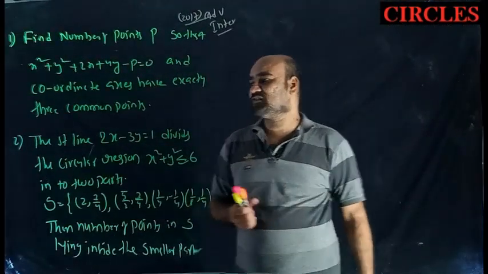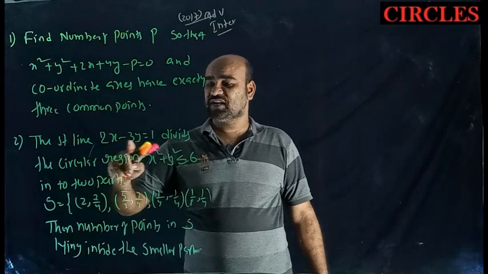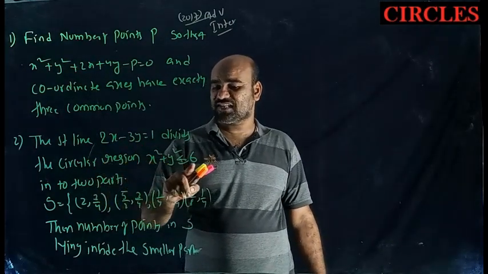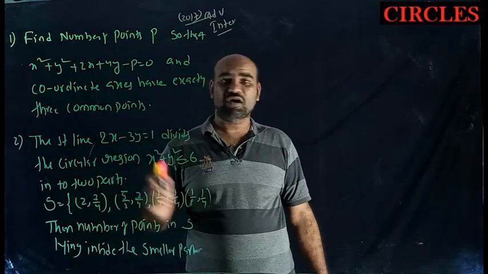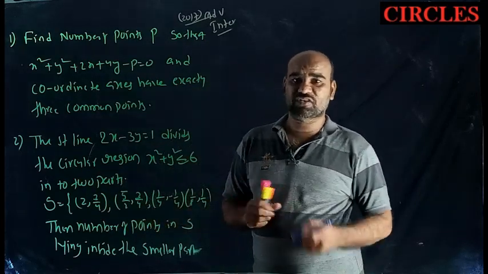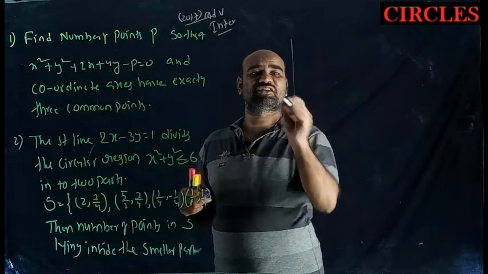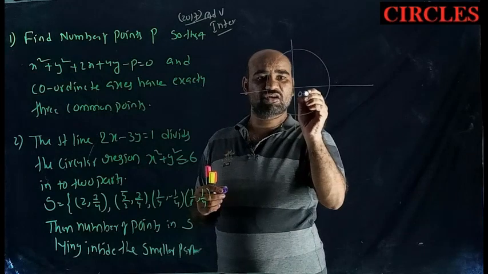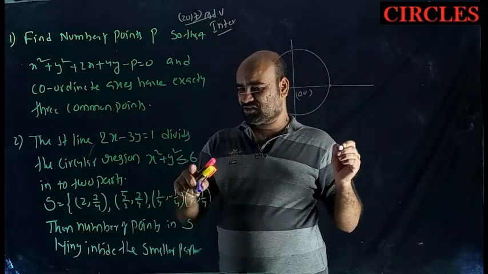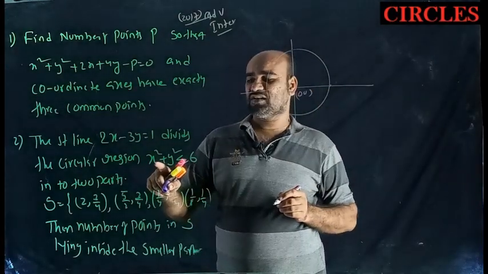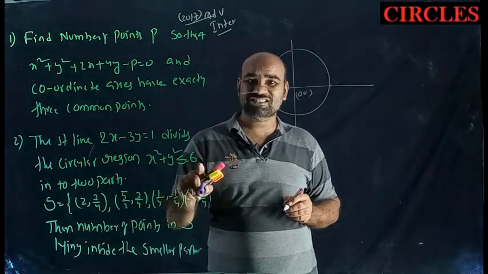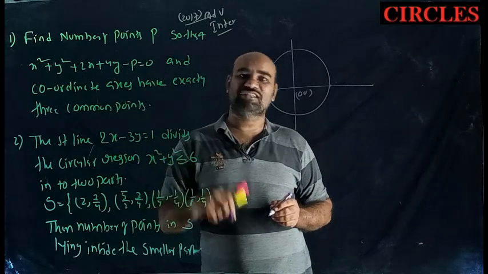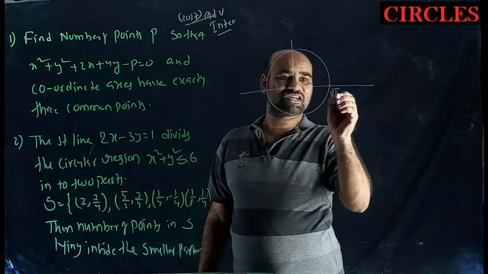Okay, so next question. The straight line 2x minus 3y equal to 1 divides the circular region x square plus y square less than or equal to 6 into two parts. First of all, you want to draw a rough sketch for this. So a coordinate system. This is a circle. The center is (0, 0). First of all, I want to draw the circle equation x square plus y square equals 6. After that, I will identify the region represented by x square plus y square less than 6. So this is (root 6, 0).